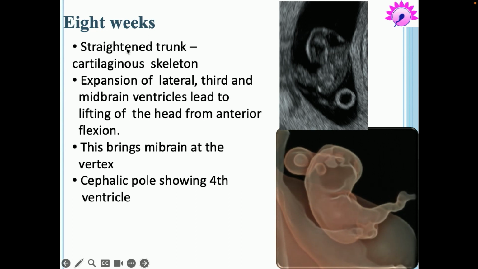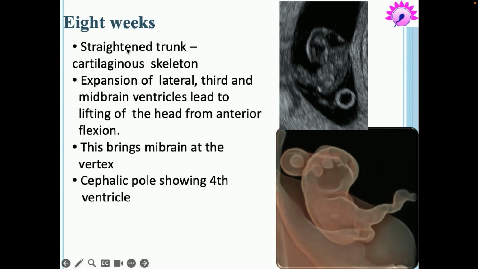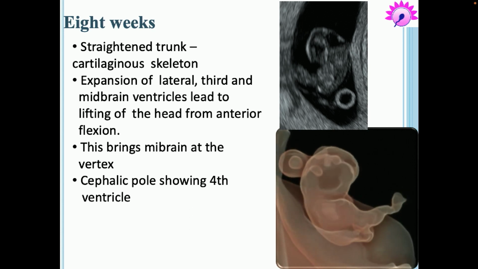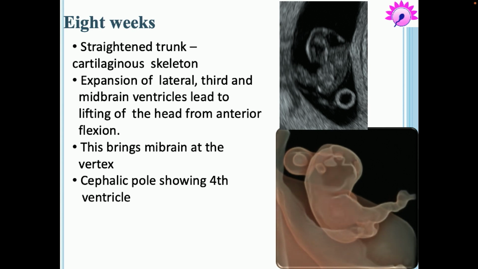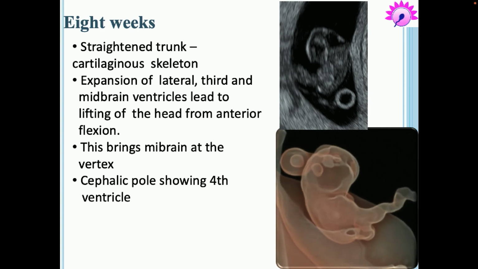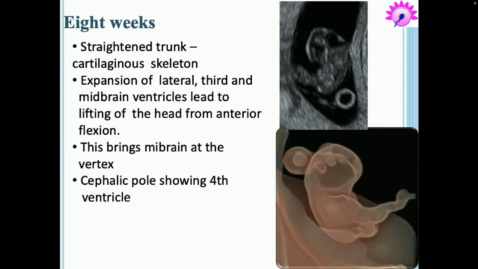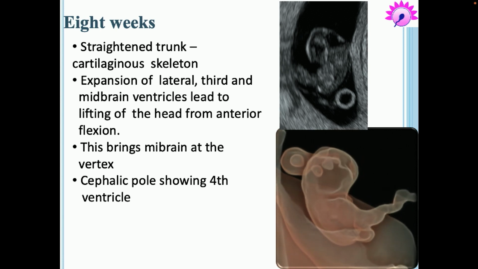It is by 8 weeks that the fetus straightens up a little, and it remains a bit straightened till about the end of the 11 weeks, and therefore when we date the pregnancy, we always plan to date it between 8 weeks and 11 weeks, and that is probably the most reliable time to date the pregnancy.